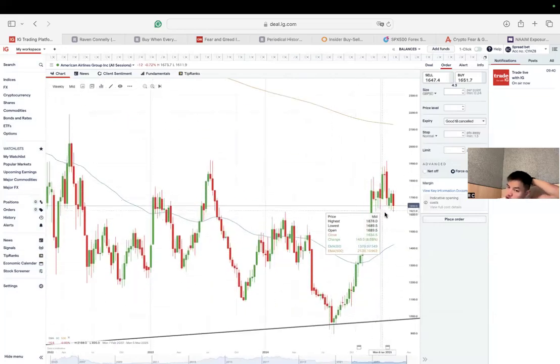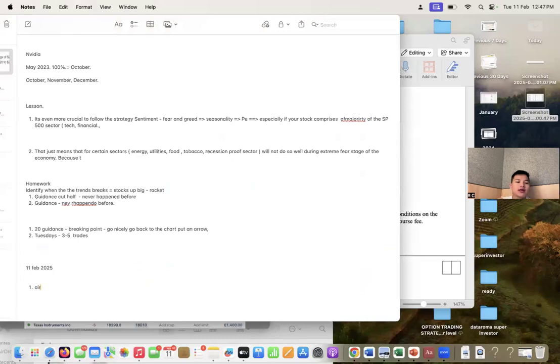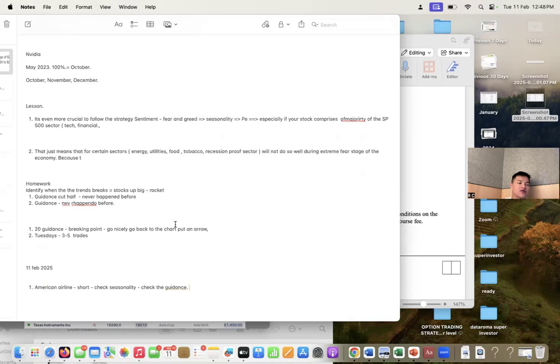So in order for me to short this, I will need to do homework. So I'm gonna give you the homework. American Airline short, check seasonality. I'm gonna have to type it all over again. Check the guidance. I didn't check the guidance. I was just looking at it. I think it's a good short only. Okay, you have to check the guidance.